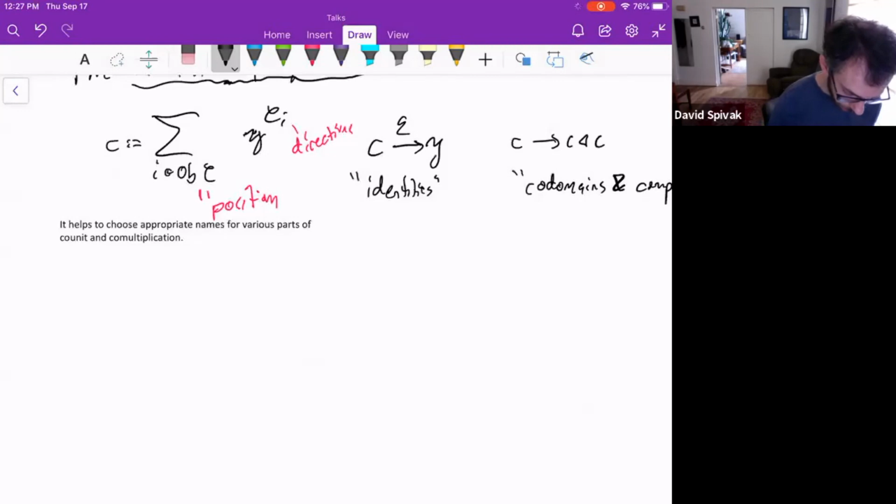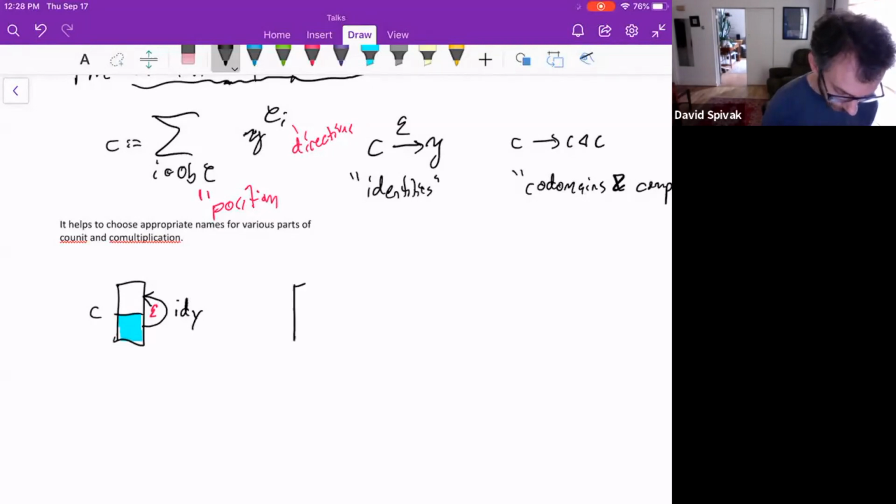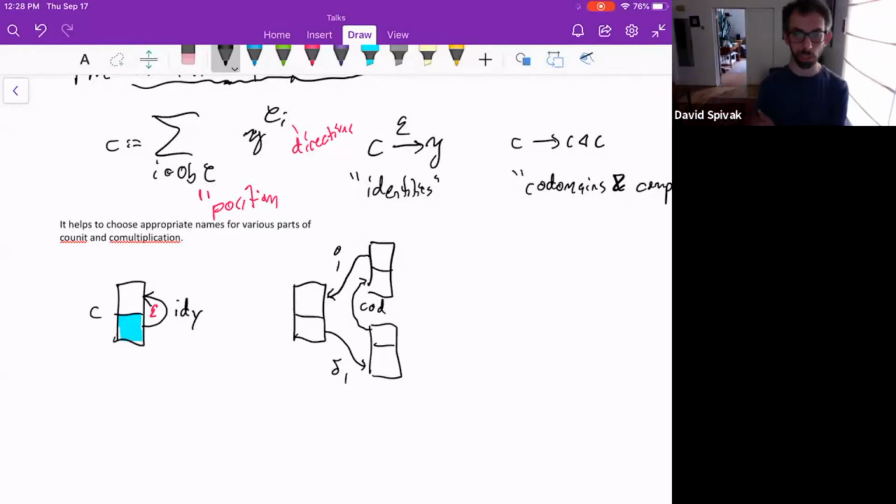So it's going to help us if we choose appropriate names for things. So here's C, and here's epsilon. Sometimes I like to write it in red for some reason. And here is epsilon sharp, but instead of calling it epsilon sharp, I'm going to call it ID, identity. It's a map from every position to a direction there. And it's also going to help to have a name for the maps for delta. This one is going to be called delta 1, and soon we're going to learn that delta 1 is forced to be the identity. This one's going to be called cod, but it's just a name right now. And that one's going to be called composition.